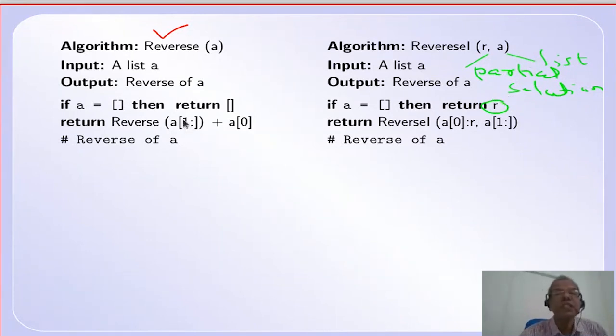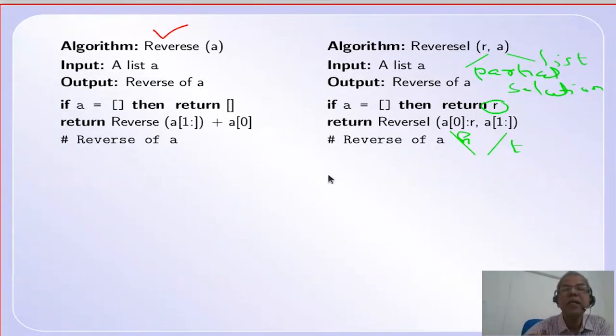Otherwise, what would you do? Just as we did here, we are still deconstructing that into head and tail. This is head and this is tail. A at 0 is the head, A at 1 to the end is the tail. But instead of calling this way, we have already defined extend the partial solution. The partial solution is R. The head A at 0 is prepended to R, thereby growing the partial solution. And the remaining input is reduced to A at 1 to the end. Okay.